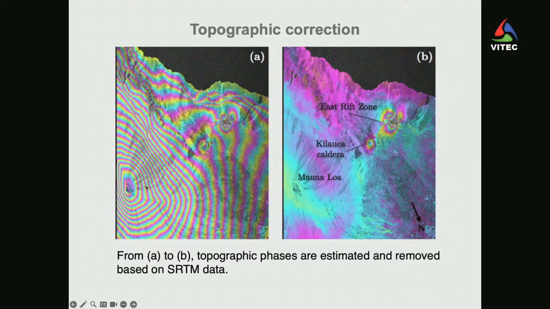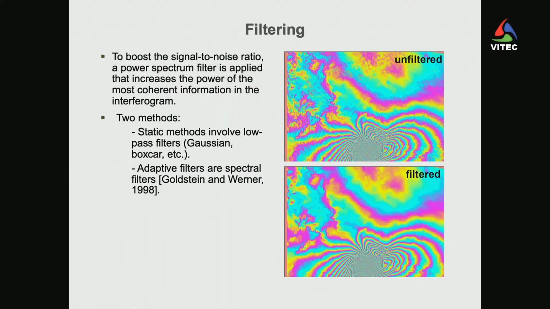If you have an auxiliary DEM data set, we can remove that, and what is left is what we showed for that Father's Day event signal in the radar coordinates that we showed earlier. So this is pretty much the interferogram we use for deformation analysis. But we still need to unwrap it.